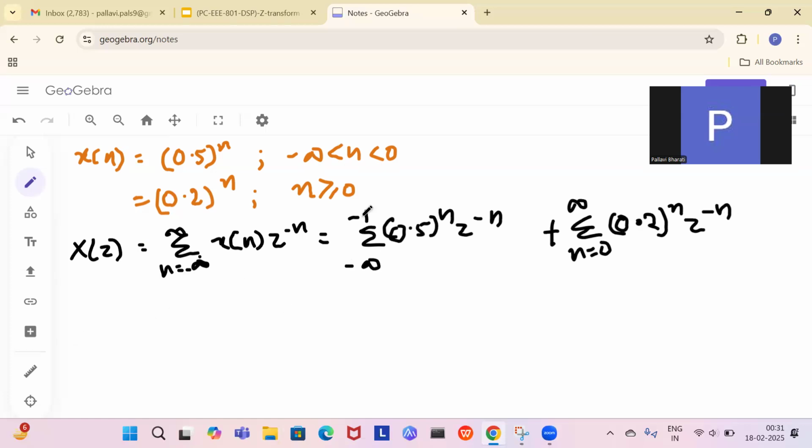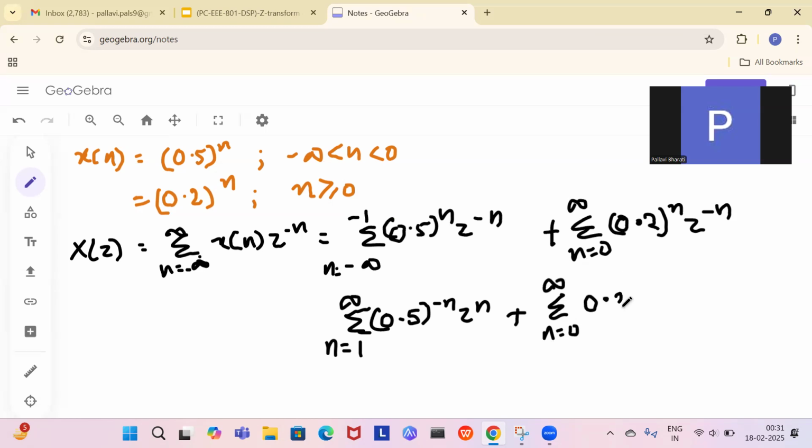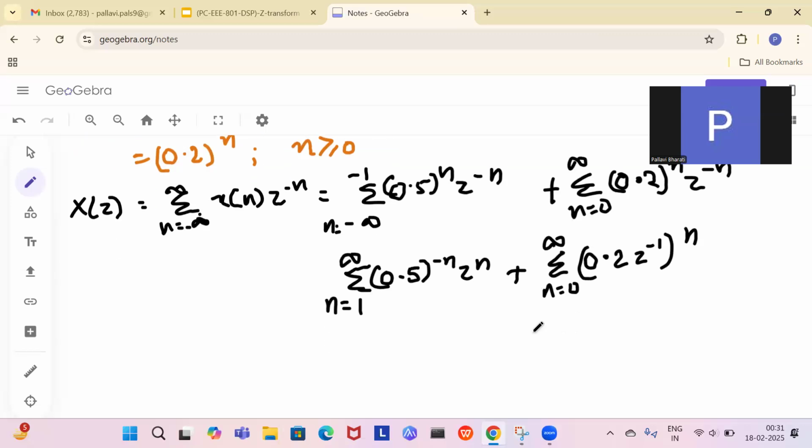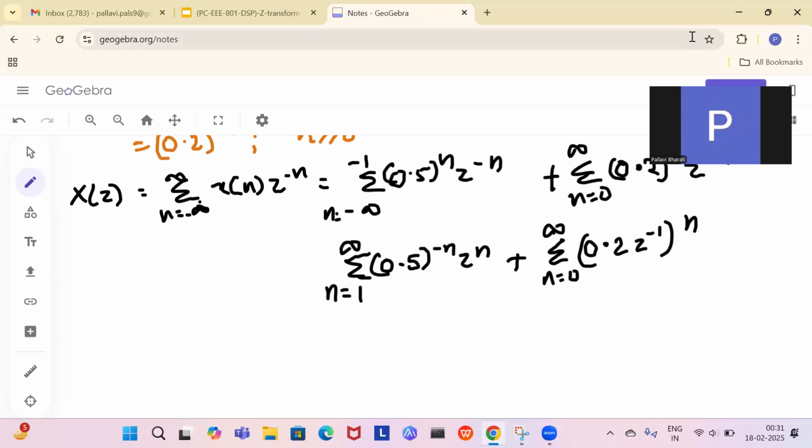Now here you see minus infinity to minus 1. If you want to change it to positive infinity and also change the order, meaning n equals 1 to infinity, you can write it. The only thing is that the sign for the things inside the summation will also change. So this positive n becomes negative n and this negative n becomes positive n. Now on this side, what we are going to do is n equals 0 to infinity, (0.2 z to the power minus 1) whole to the power n. So this is already in the right format, and the other one we just need to convert.